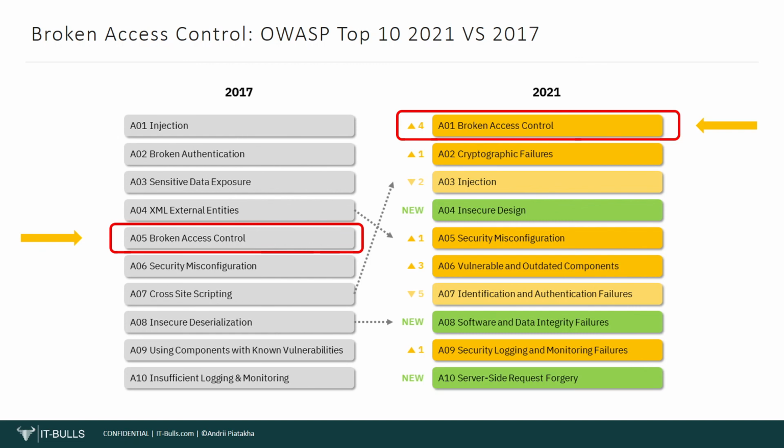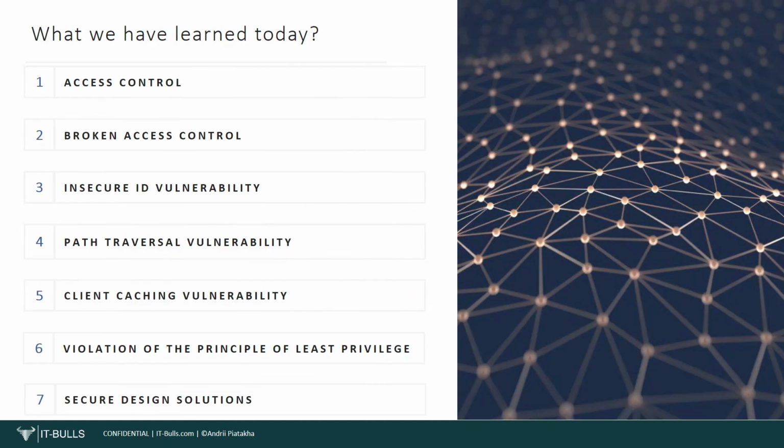That's all that I wanted to share with you in this lesson. Let's recap what we have learned today. In this lesson we learned what access control is, and what broken access control means. We reviewed some vulnerabilities and possible design solutions to avoid these vulnerabilities. Among the vulnerabilities we reviewed, it is worth mentioning insecure ID vulnerability, path traversal vulnerability, client caching vulnerability, violation of the principle of least privilege, together with elevation of privilege. And after this lesson, you also have an answer how to prevent such vulnerabilities.